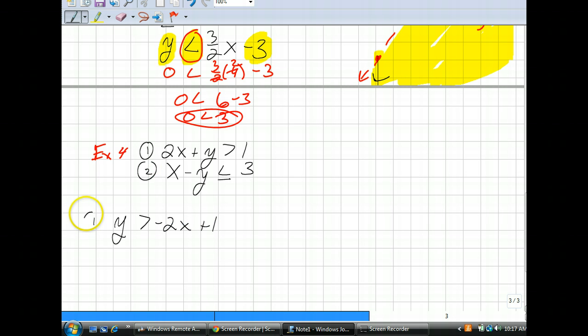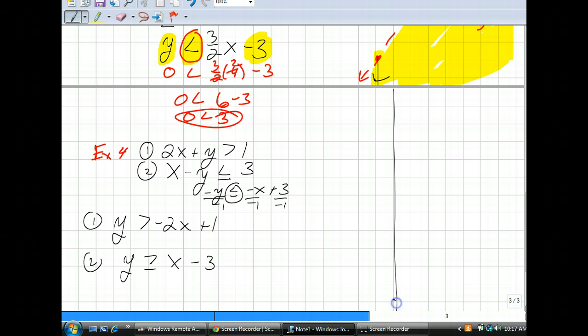Inequality 2 in graphing form, if I subtract x from both sides, I get -y is less than or equal to -x plus 3. Divide by -1. So I get y, and remember to flip this, is greater than or equal to x minus 3. Okay. Next, we go to the graph. And we just do everything for inequality 1.